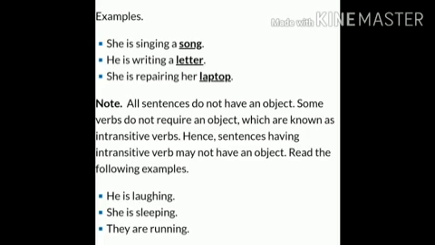For example, she is singing a song. He is writing a letter. She is repairing her laptop. Note, all sentences do not have an object. Some verbs do not require an object, which are known as intransitive verbs. Hence, sentences having intransitive verbs may not have an object. Read the following examples. He is laughing, she is sleeping, they are running. All these sentences do not have an object.